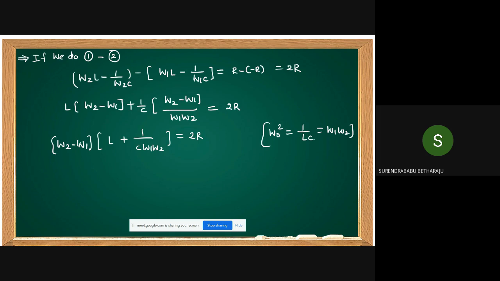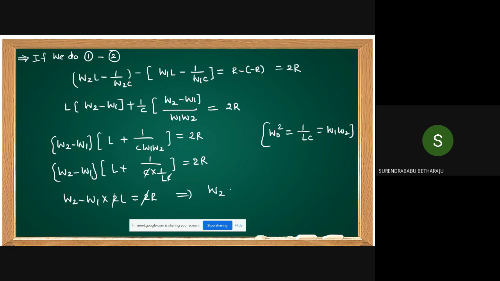You know that I am replacing omega 1 into omega 2 equal to 1 by LC. Then omega 2 minus omega 1 into L plus 1 by C into 1 by LC is equal to 2R. From this, you simplify, C and C cancel, we get 2L. Then omega 2 minus omega 1 into 2L equal to 2R. 2 cancels. What is omega 2 minus omega 1, students? Yes, very good. This is equal to R by L.